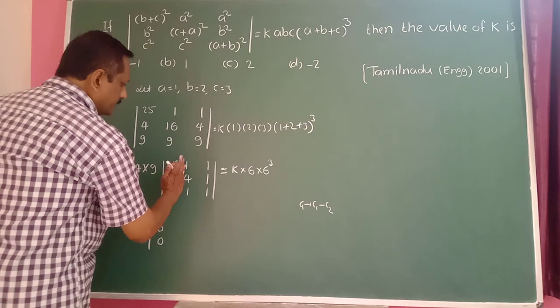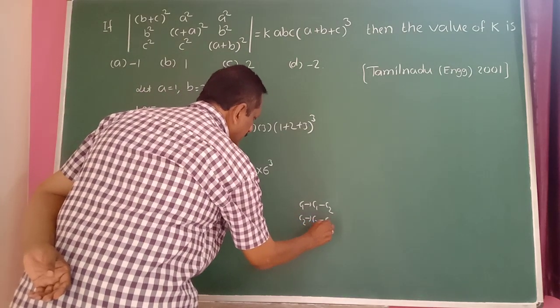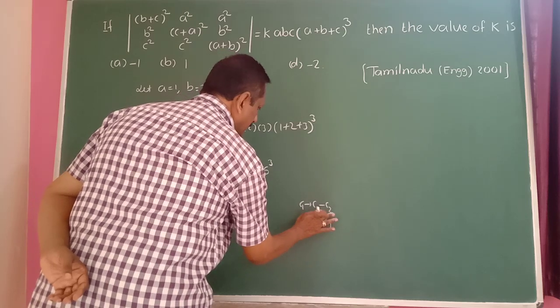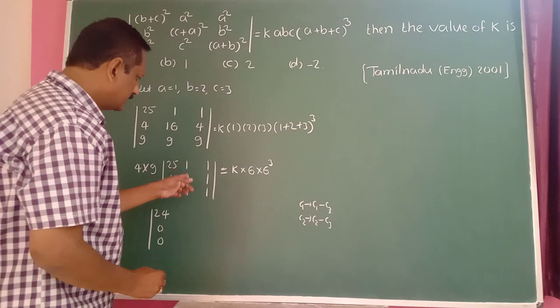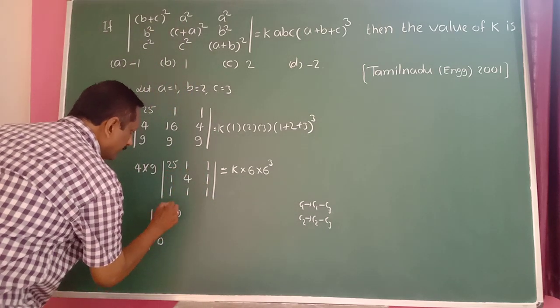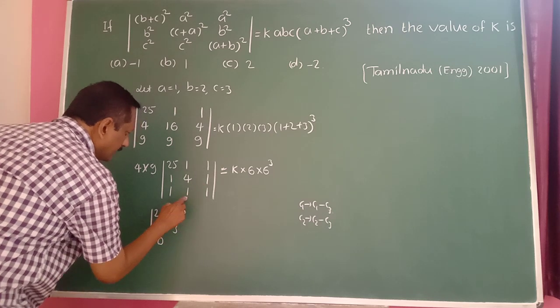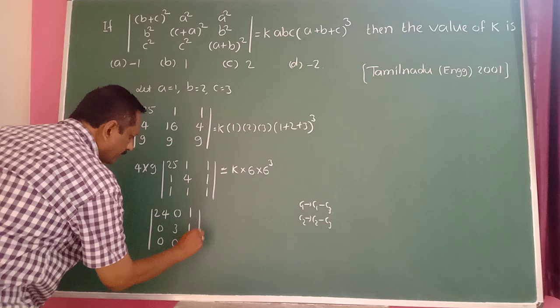Then this minus of this here. So C2 gives here C2 minus C3. Here it is C3. C2 minus C3 means 1 minus 1 is 0 here. 4 minus 1 is 3. 1 minus 1 is 0. Right, here 1, 1 and 1 here.